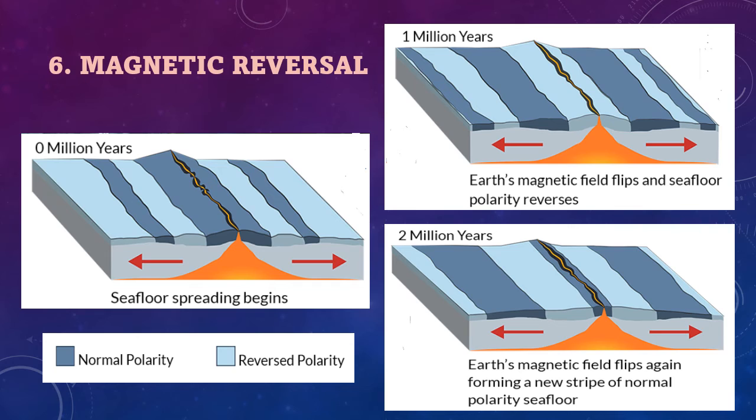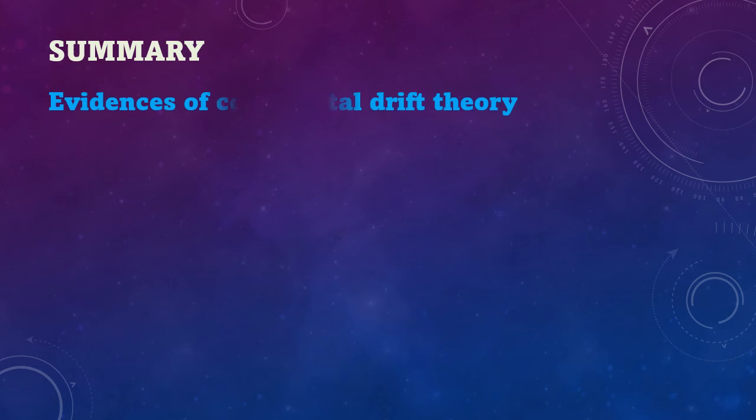As the Earth's magnetic field reverses, the solidified rocks form a symmetric pattern of magnetic stripes of opposite polarity on either side of the mid-ocean ridge. The magnetic patterns led to the recognition of the occurrence of seafloor spreading.